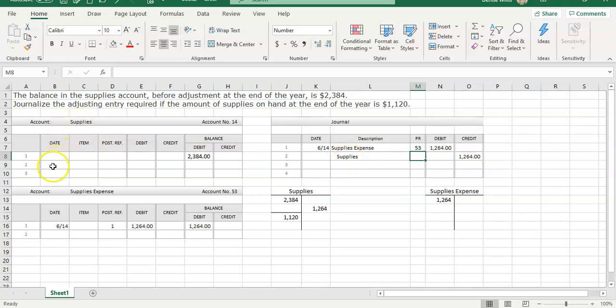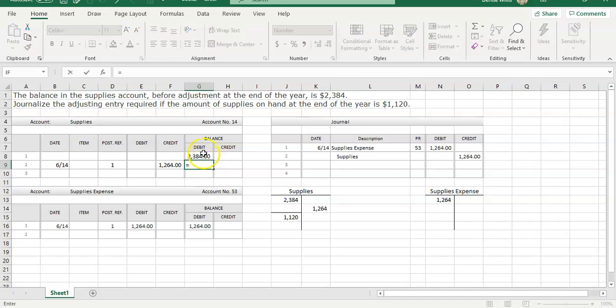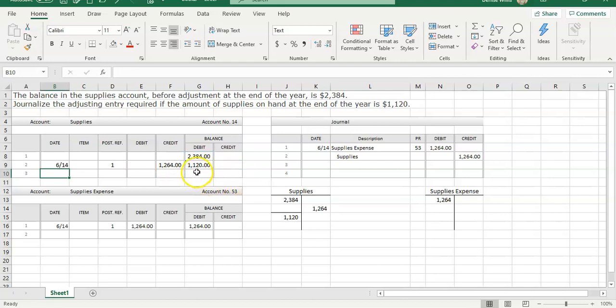Go down to our credit line. We're going to find our supplies account, and we'll put the date in here. This is still from journal page 1. We need to put our credit in here of $12.64. Now, we already had a balance of $23.84. This is a debit. Since this is a credit, it's going to have the effect of reducing this. So what is $23.84 minus $12.64? 1,120, which is what we were going for. We could see it down here in the T account. We can now see it right here.